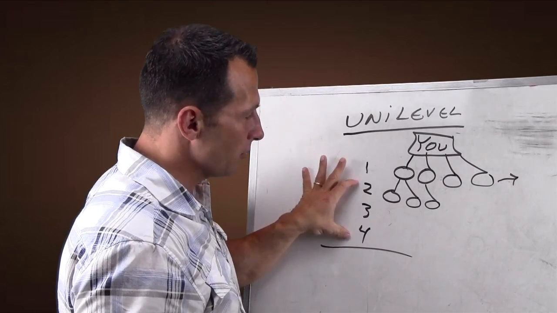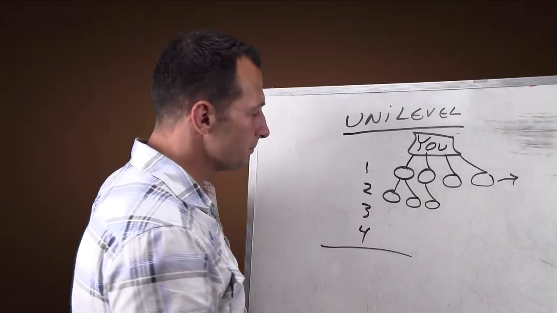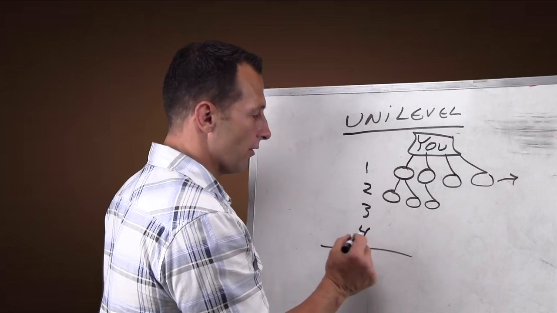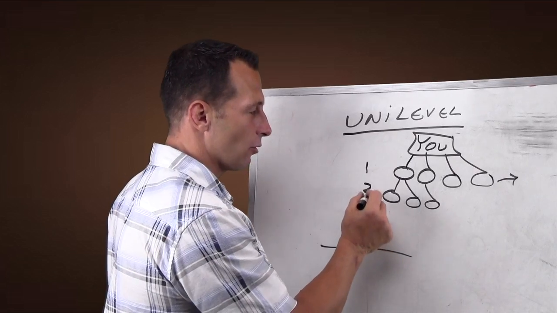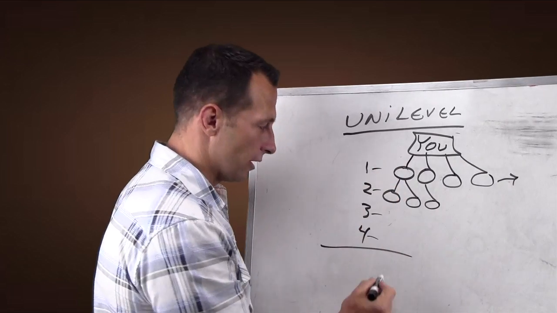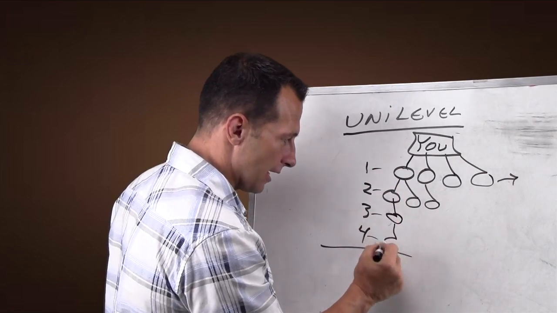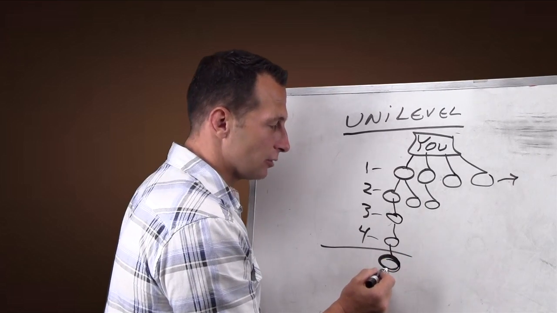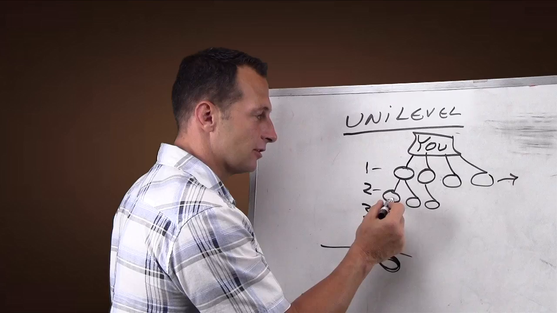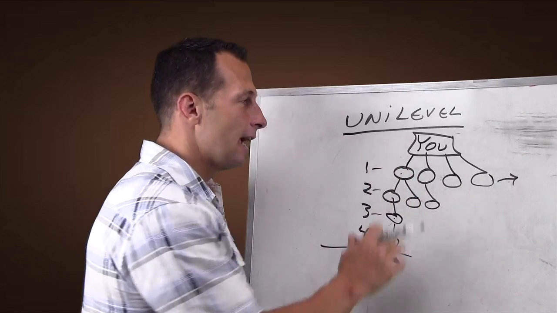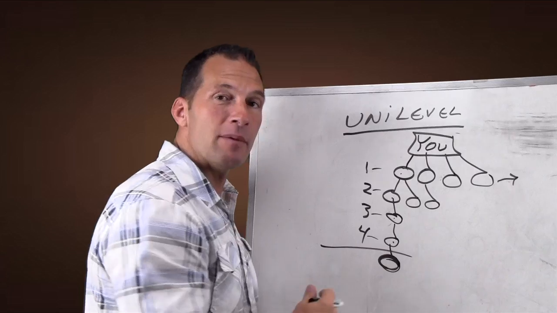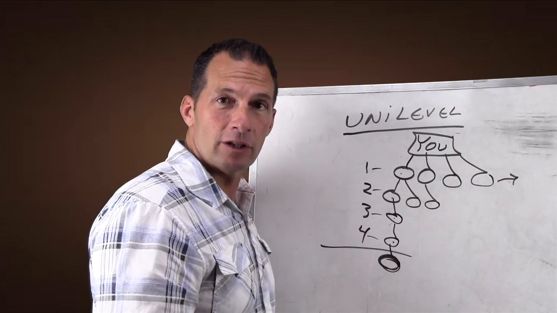But how the pay would work, as an example of 4 levels, is if $1 is paid out, this guy would get a quarter, this guy a quarter, this guy a quarter, and this guy a quarter. So if this guy came in and $1 was paid out, 25 cents, 25 cents, 25 cents, 25 cents, and if it was only 4 levels, you wouldn't get paid on this guy because he was below the Unilevel that you're capable of.